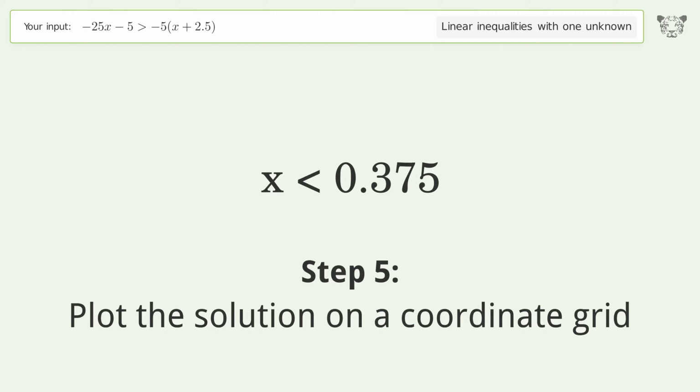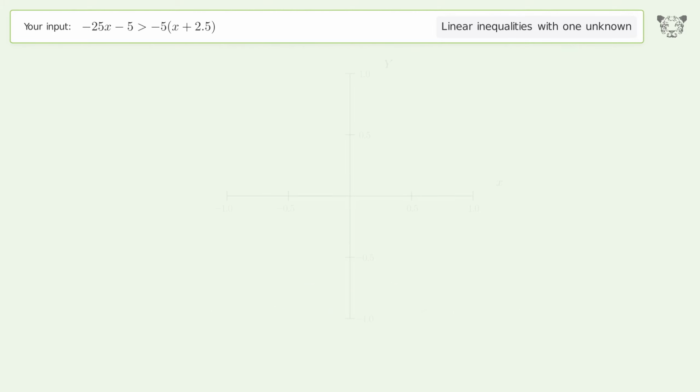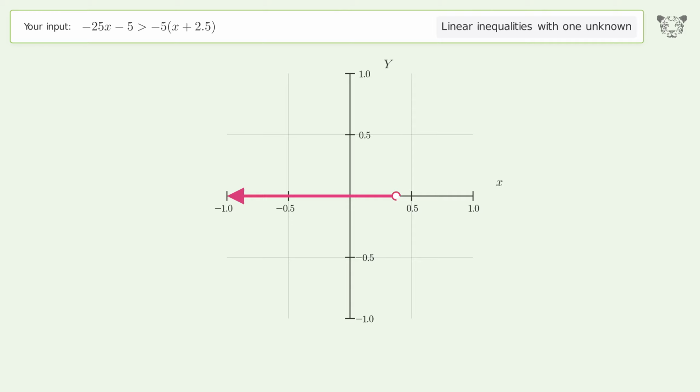Plot the solution on a coordinate grid. And so the final result is x smaller than 0.375.